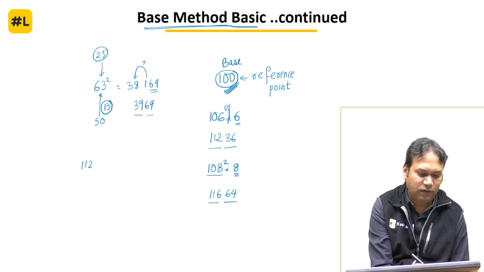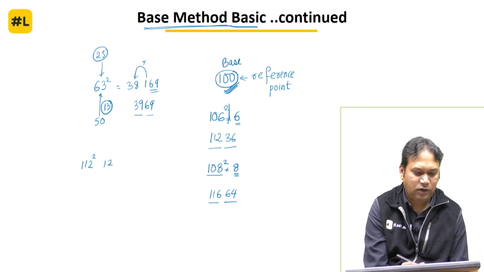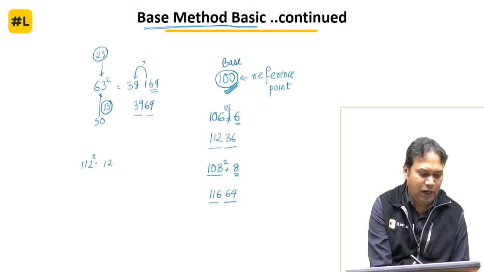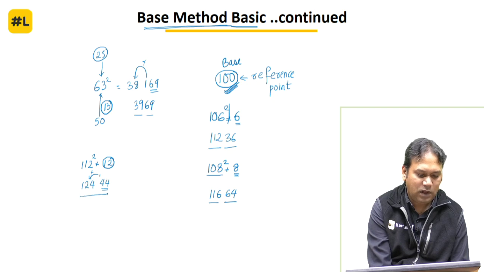Sometimes we have to take a carry also. Let us say 112. How much more than 100? 12. 112 plus 12, 124, and 12 square is 144. So again we take only 2 digits, the third digit goes as a carry. So that becomes 12544.